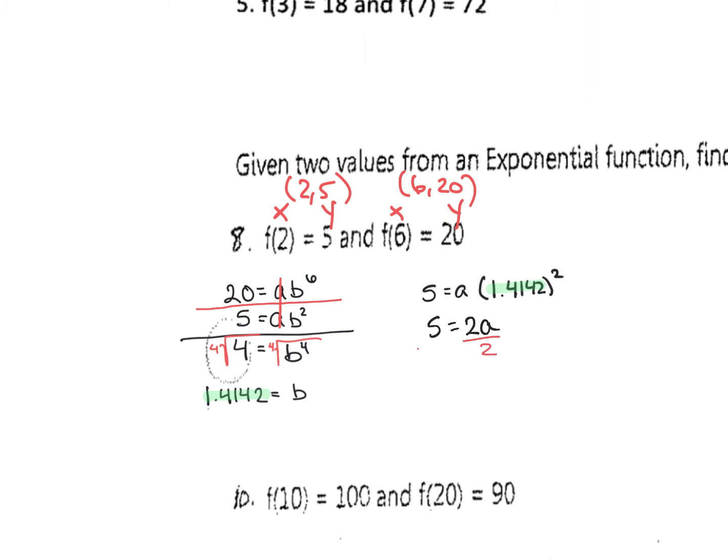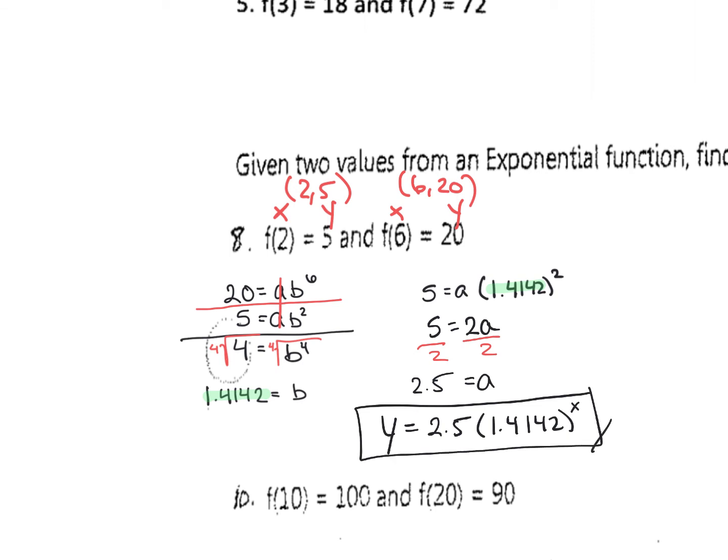Then we'll divide both sides by 2. And we get that a is equal to 2.5. So both decimals, one not as gnarly as the other. When we plug this into our equation, we get y is equal to our a value of 2.5 times our b value of 1.4142 to the x. Do not forget that x. So again, same type of math, just different type of situation. Let's try this once more.